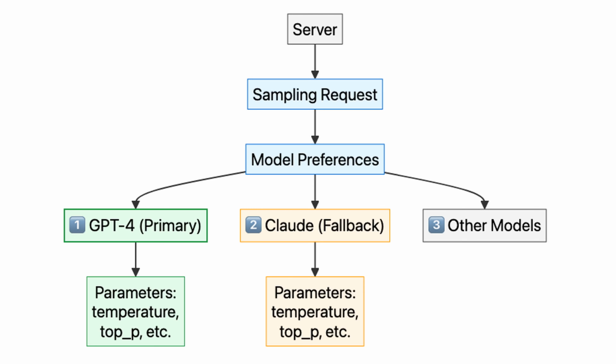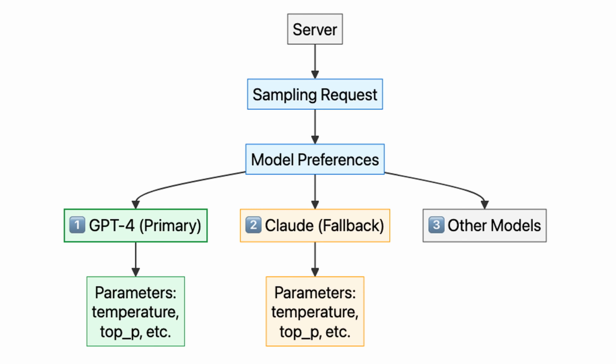That's fascinating. It's almost like the server is saying, I need some AI brain power, and the client acts as the broker or intermediary. But wait, what if the server wants a specific model, like GPT-4 for complex reasoning or Claude for longer context? Can it request particular models or capabilities?